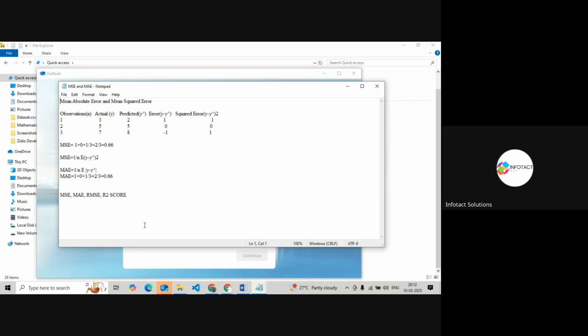What is R2 score? R2 score measures how well the regression model explains the variance in the target variable. R2 is calculated as 1 minus SS_res upon SS_tot. SS_res means the sum of squared residuals, and SS_tot is the total sum of squares.